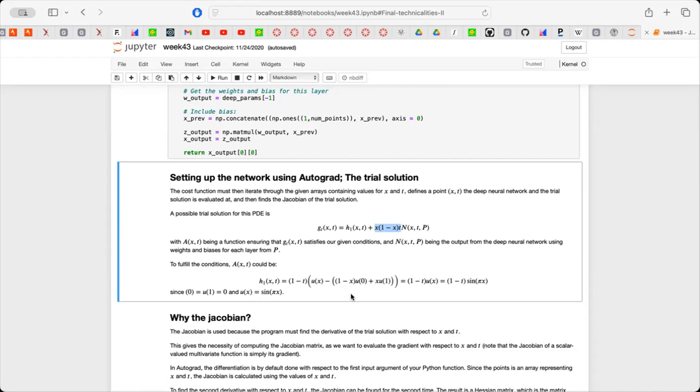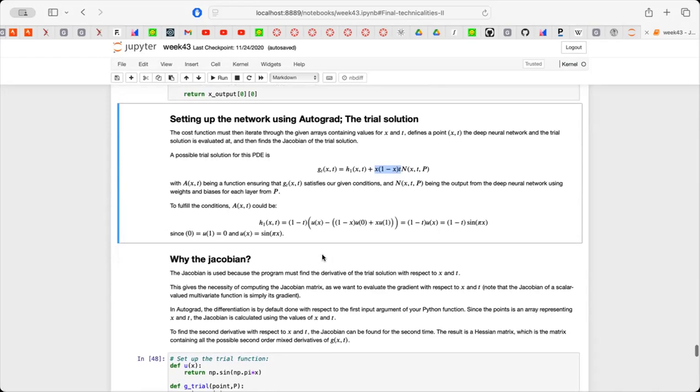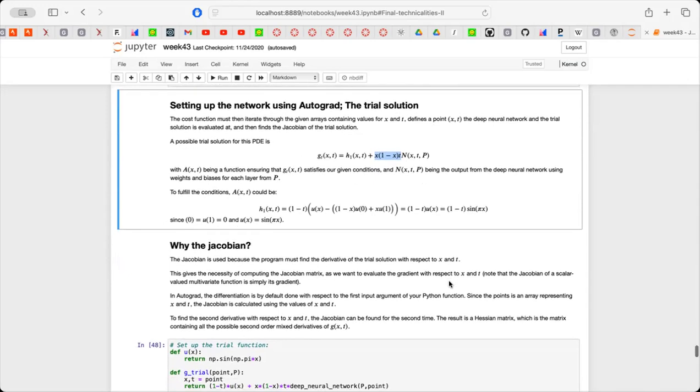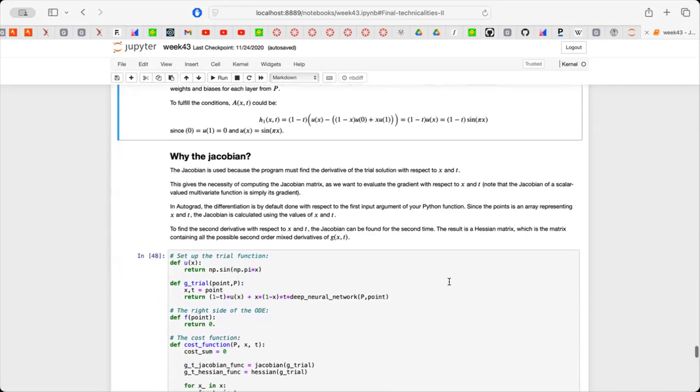But we also have to make sure that the initial conditions also obey the boundary conditions. And we need to set up the Jacobian. And the reason for that is that we have derivatives with respect to x and with respect to t. The Jacobian is used because the program must find the derivative of the trial solution with respect to x and t. So this is an additional complication you get when you're setting up a higher dimensional differential equation, which is a partial differential equation. But essentially then the rest follows as before.